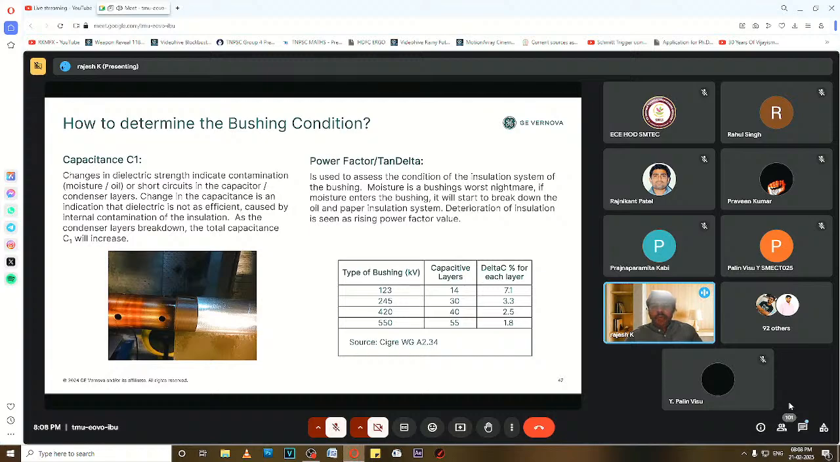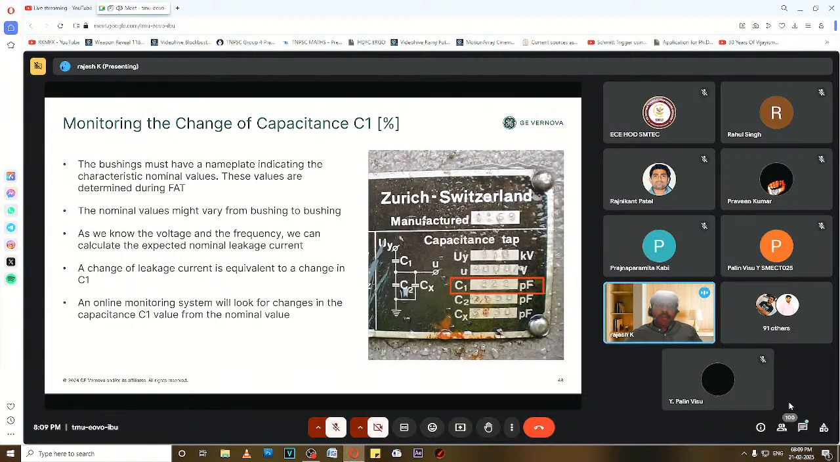And in case you have moisture, then we have a separate moisture sensor, which will work in parallel to the bushing monitor. And in the bushing monitor, we will completely check what the capacitance value is. And there are several methods, like a UHF based method. And there is one more method of real-time measurement of capacitance using the voltage itself.